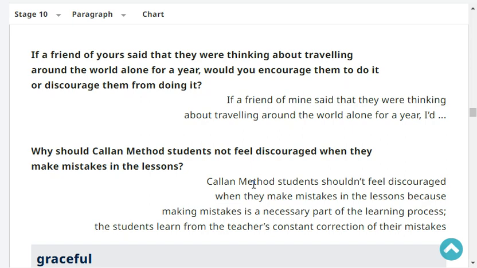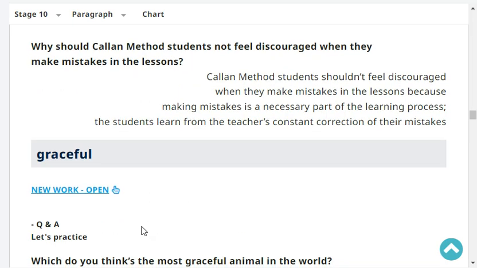If a friend of yours said that they were thinking about traveling around the world alone for a year, would you encourage them to do it or discourage them from doing it? If a friend of mine said that they were thinking about traveling around the world alone for a year, I'd encourage them to do it.